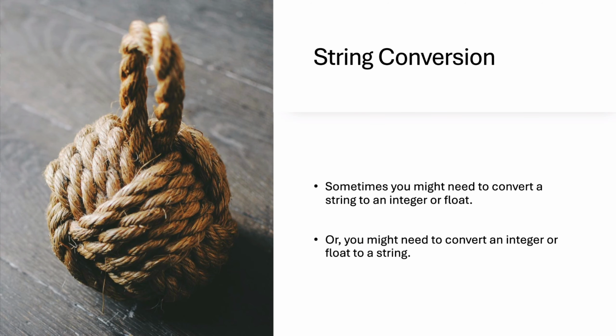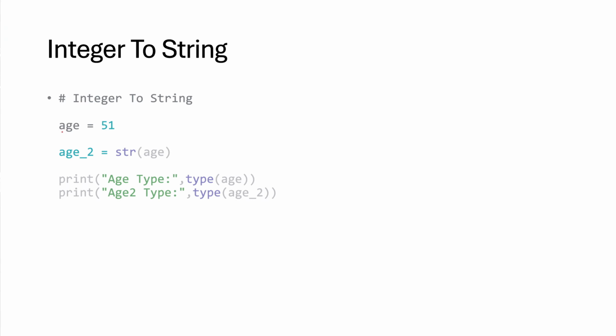Next, we have string conversion. Sometimes you might need to convert a string to an integer or float, or vice versa. This is a really good way to do it. So sometimes a programming language won't allow you to print a string with an integer and a float at the same time. You might have to convert stuff to strings first and then do it. So here's an example. I turned age, 51, which was an integer initially in Python, into a string by simply saying str and age. That's how you do it. Copy and paste it. It will work.